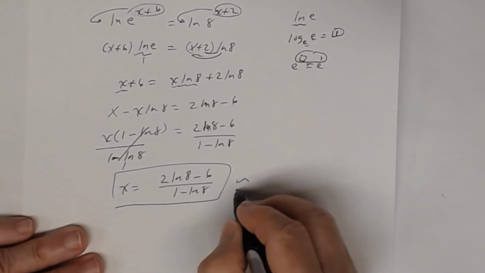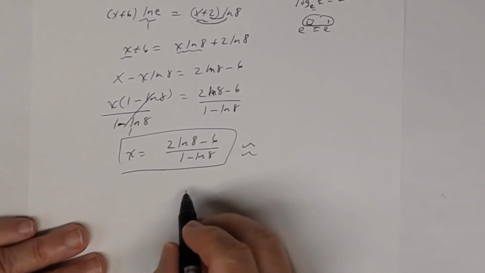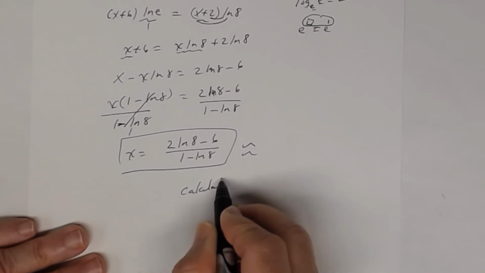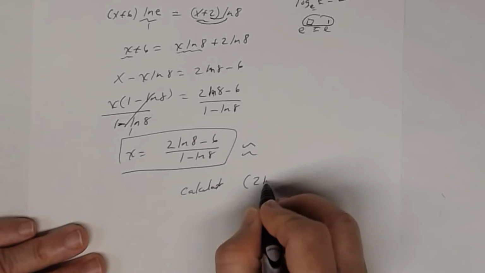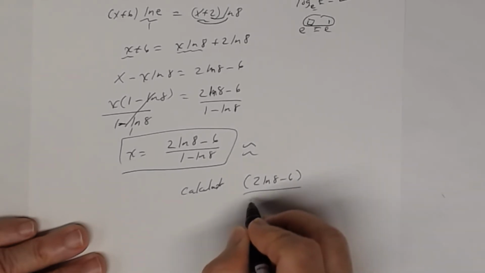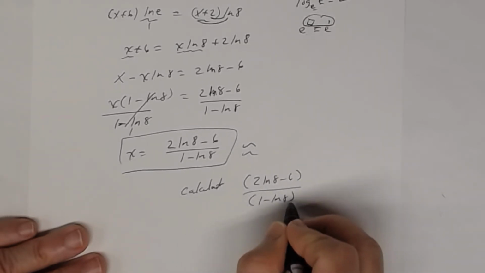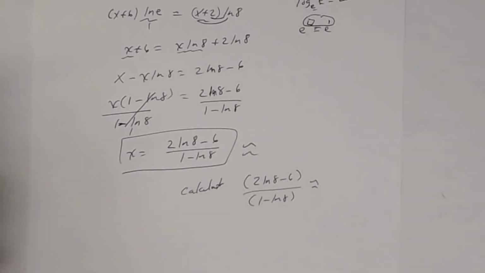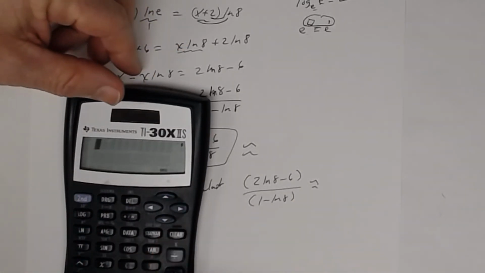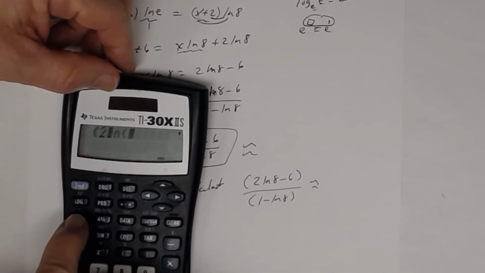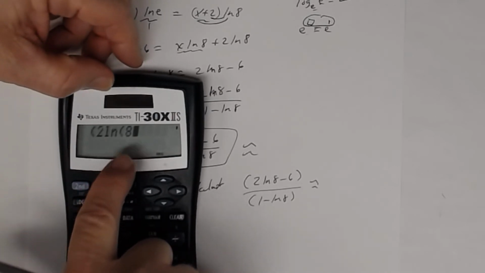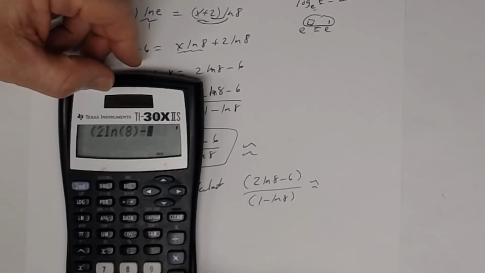And so if we approximate this using the calculator, on your calculator you're going to put the numerator in parentheses, and you're going to put the denominator in parentheses also. All right, so let's go ahead and do that on the calculator. So you have parentheses 2 natural log of 8. Notice that I put a parentheses there, so you've got to close that argument. Subtract 6. Don't forget that outer parentheses.